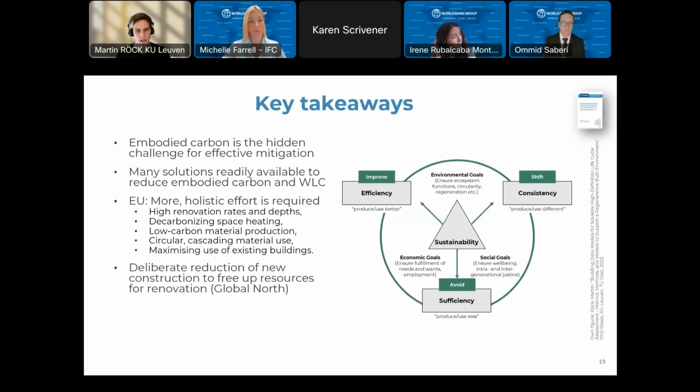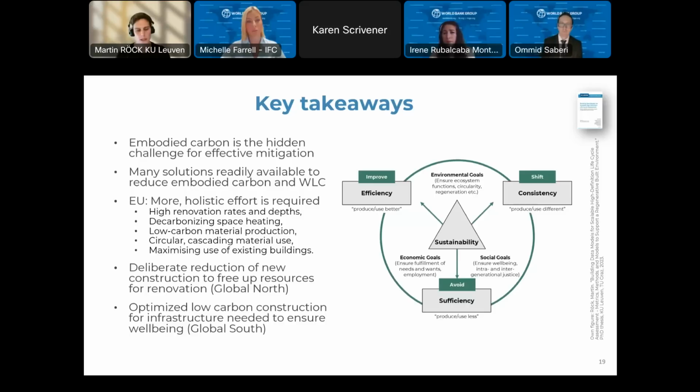One of our recommendations to the Commission is really to consider a deliberate reduction of new construction to free up resources for the renovation of the existing building stock. While this will be very different for countries and communities in the Global South, where, of course, we need an optimized low-carbon construction to really provide the infrastructure needed to ensure the well-being of the society there.